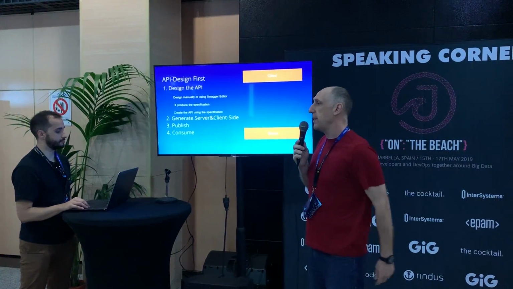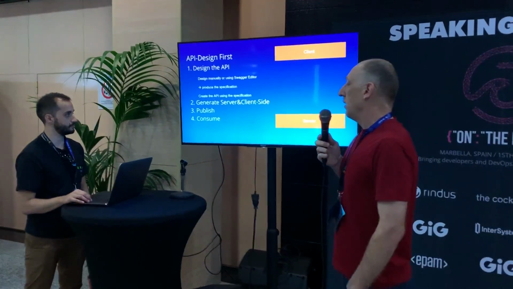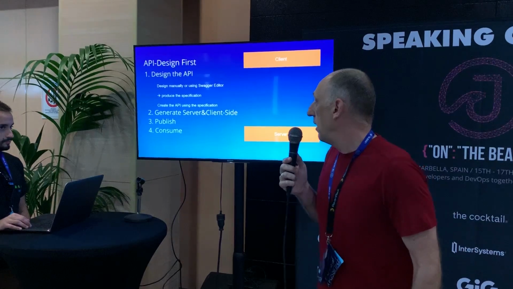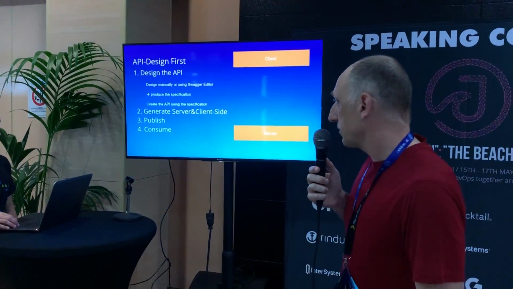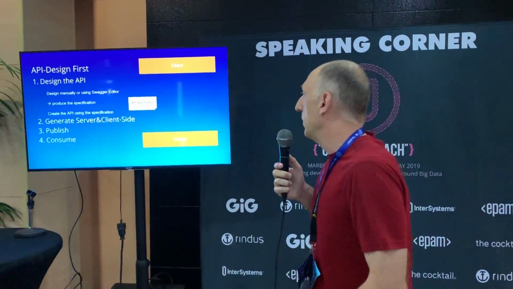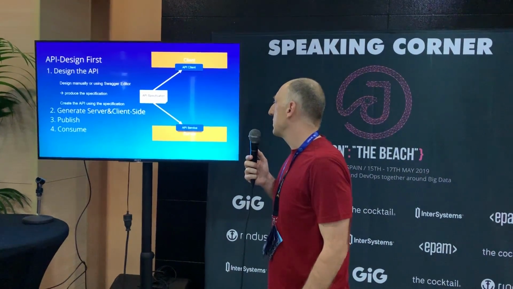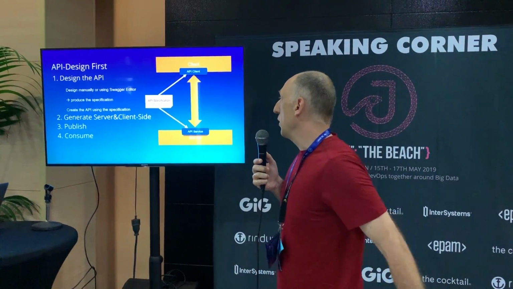Well, the idea is we start the project designing the API. When we design the API, for example, there is a free tool that is the Swagger editor. We can produce automatically the specification and the server and client side. And also we can publish and consume. So we have the specification and produce the API client and service automatically. Well, in order we can consume.